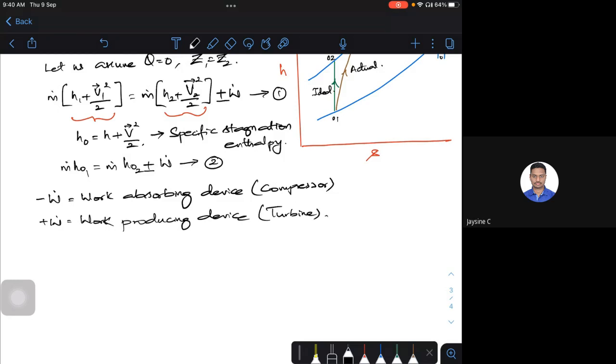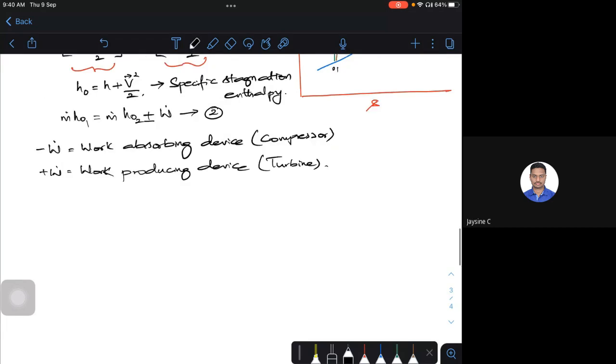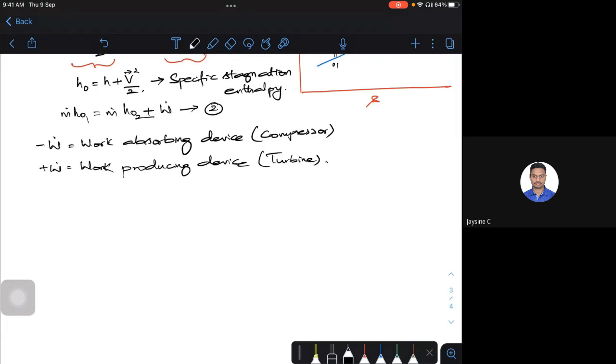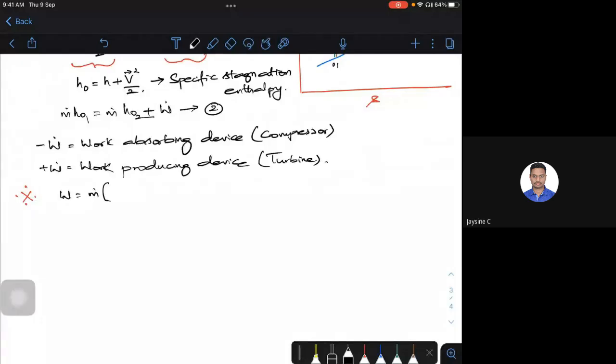So if I put W is equal to H01 minus H02, it becomes the same thing. I can write W is equal to m dot into H01 minus H02. This becomes a turbine.